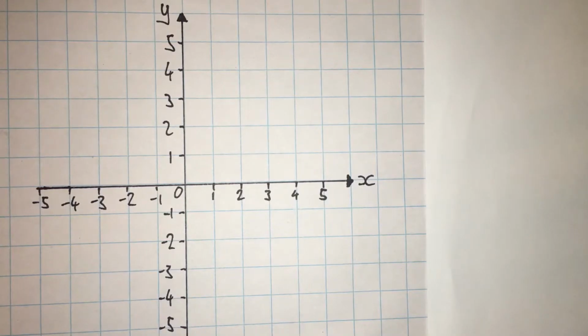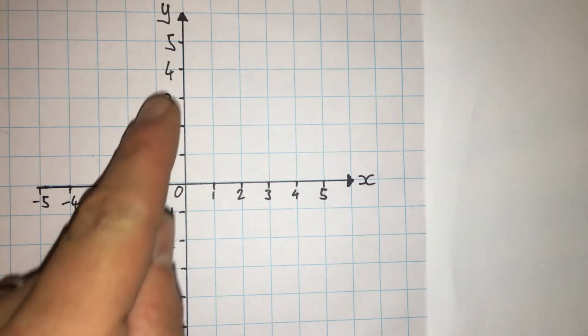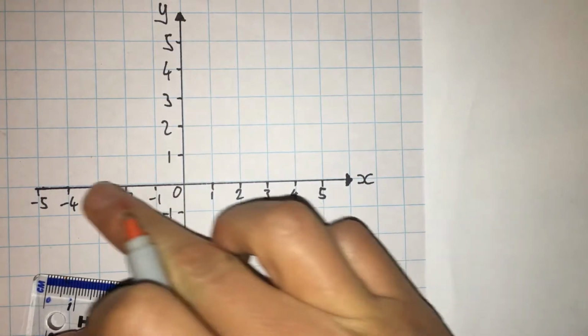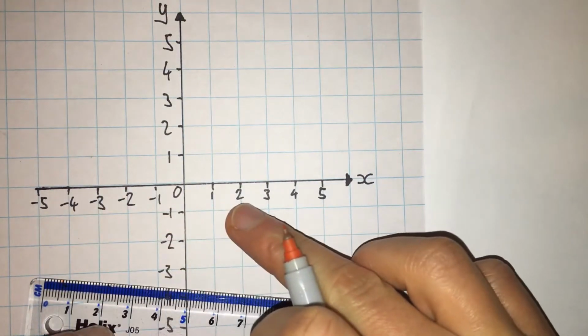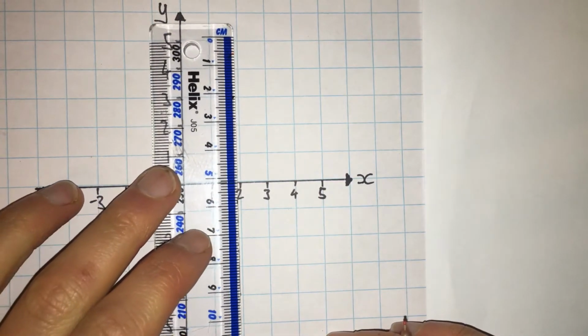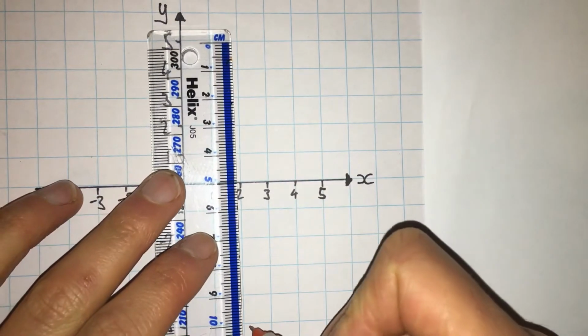Before we reflect an object, we need to be able to describe the position of the mirror line. And to do that, we use the equation of the line. So looking at these axes here, we've got the x going across and the y values going up. If we want to use the line x equals 2 as our mirror line, we get our ruler and we look along the x-axis until we find 2. And the line x equals 2 is the line that goes through the value where x is 2.